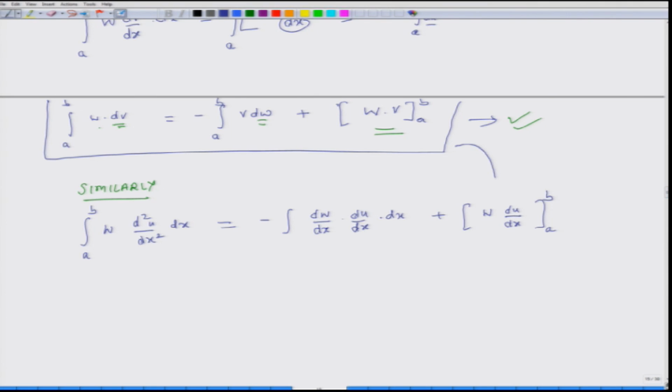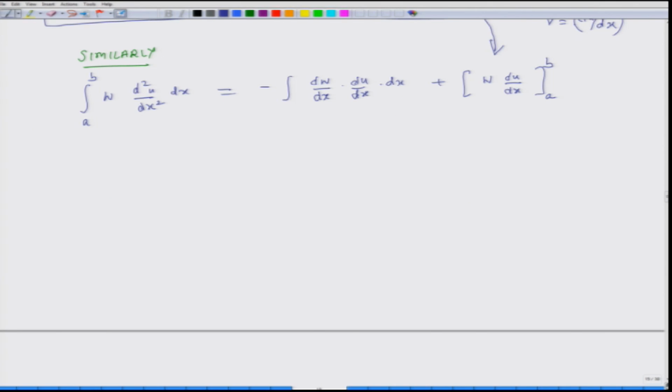It is basically coming out directly from this thing. Here what we have done is, here this is the double derivative of u. So, I can assume that v is equal to du over dx. I plug this thing here. So, here I get v, it gets replaced by du over dx, w is same, and instead of v it is du over dx.